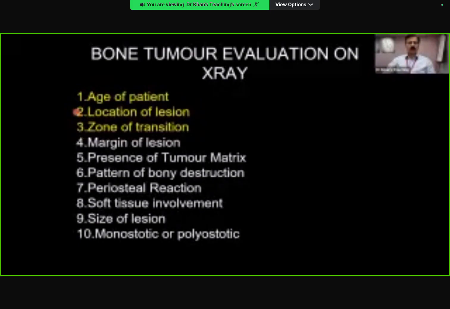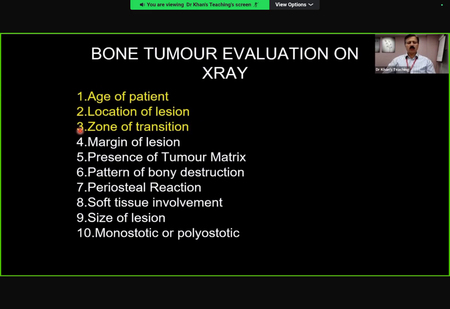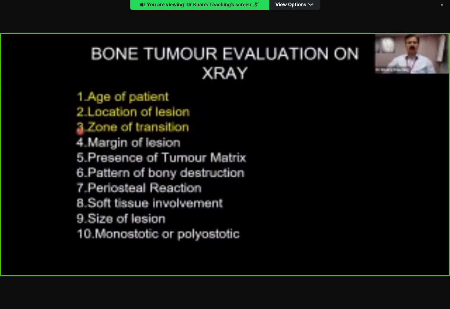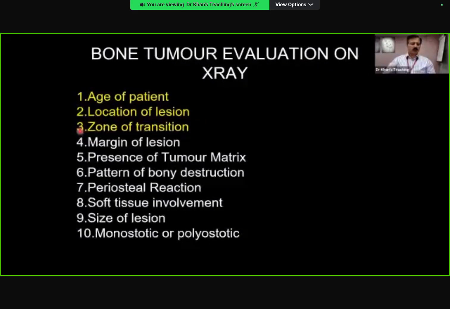Location of the lesion is one of the key things, on which we are going to spend some time, and we will come back to this point. Zone of transition is a critical thing. In your exam, this word should be in your vocabulary. You have to tell the examiner, is it narrow zone of transition or wide zone of transition? If you use a wrong word, your differential will completely change. So the point is that these three, the ones in yellow, are extremely important.